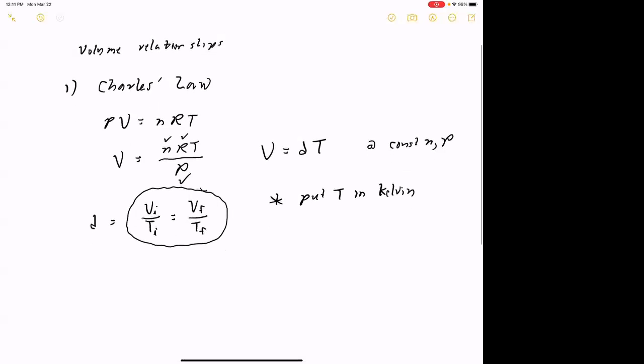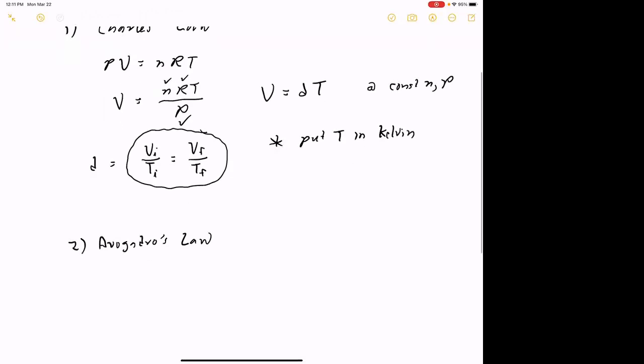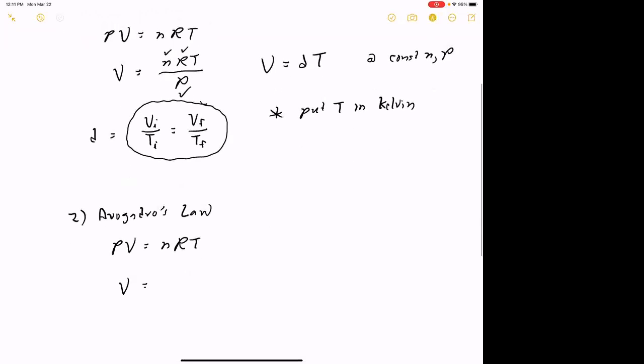All right, then the other one we can cast in terms of a volume relationship is going to be Avogadro's law. That's the mole one. That was the one on the quiz, right? All right, so for Avogadro's law, we can do the very same thing. We can say that PV equals n times R times T. I'm going to cast it in terms of volume now. So volume is equal to nRT divided by P again.